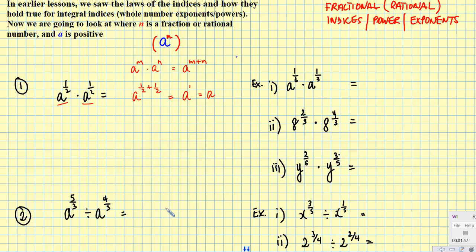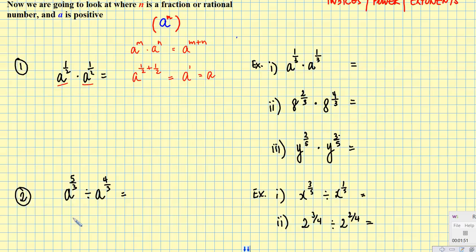So we're adding the two exponents together, which gives a to the 1, which is simply a. The same thing would occur if we were looking at number 2, a to the 5/3 divided by a to the 4/3. Here again, we're using the rule a to the m divided by a to the n gives us a to the m minus n. So what I'm really doing is a to the 5/3 minus 4/3, and that gives us a to the power of 1/3.